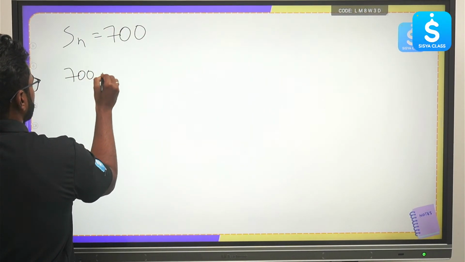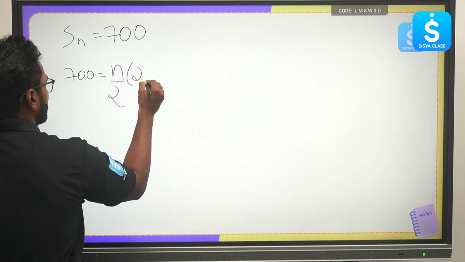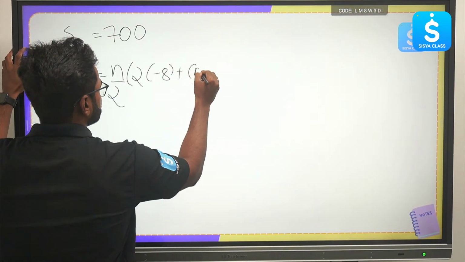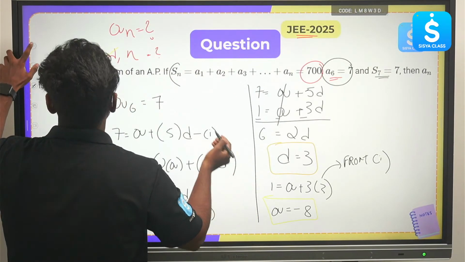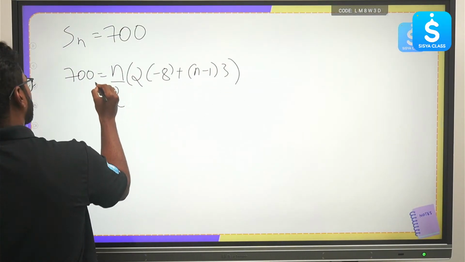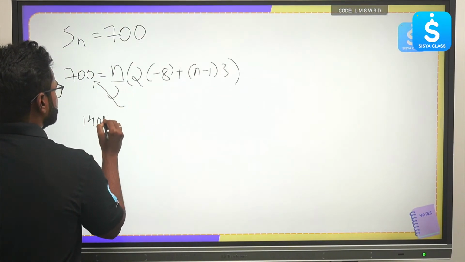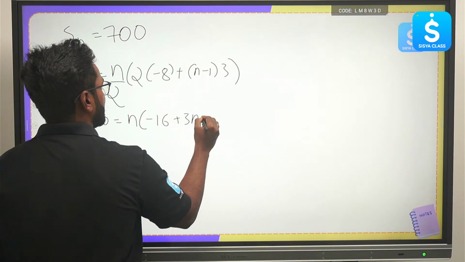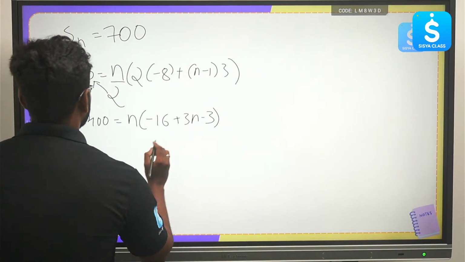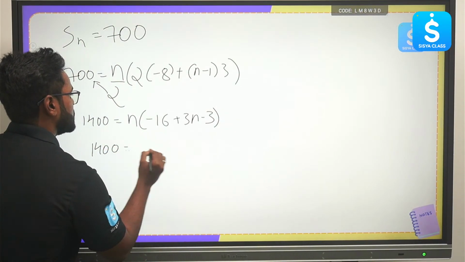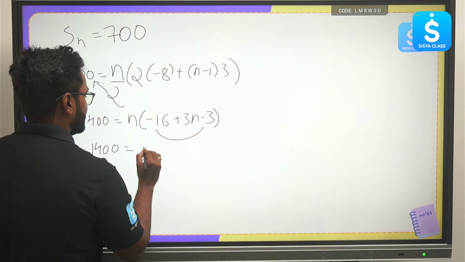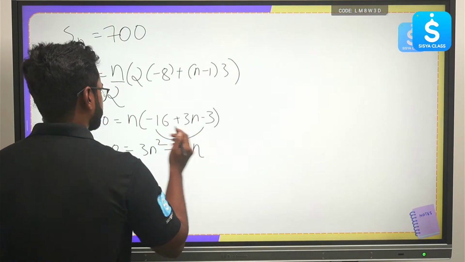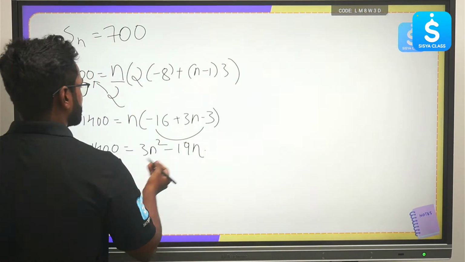700 equals n by 2 into 2a. How much do we have for a? We have a as minus 8 plus n minus 1 into d. How much do we have for d? We have 3. Right? If you take the 2 to that side, it will be 1400 equals n into minus 16 plus 3n minus 3. Now let us open the bracket. 1400 equals, if you add, it will be 3n square minus 19n.